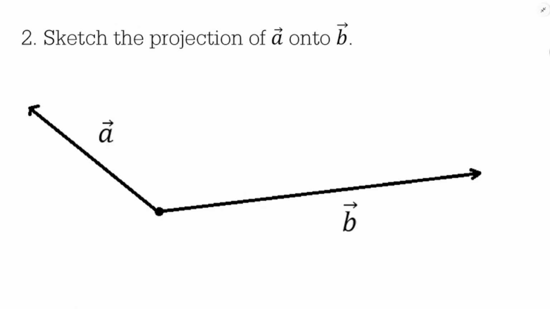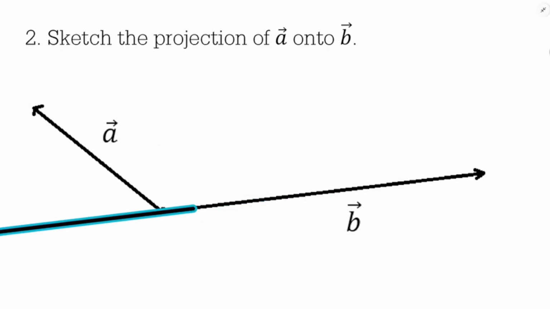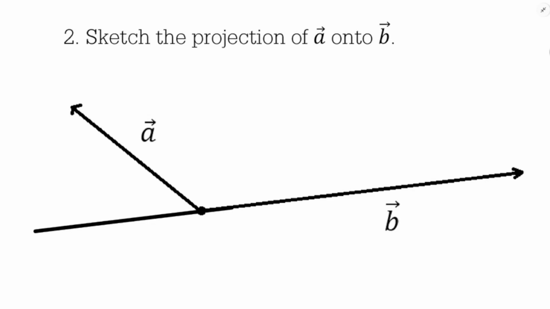And for this next one, we're going to sketch the projection of A onto B. What we're going to think about is making sure that we go down orthogonally to the extension of B. So if that's a right angle, then this vector here, which I'm drawing in blue, would be the projection of A onto B.